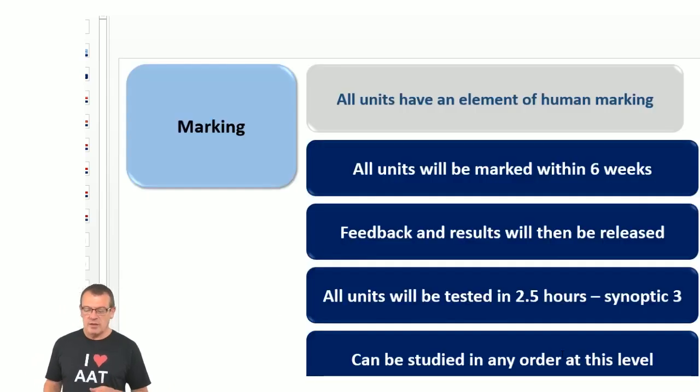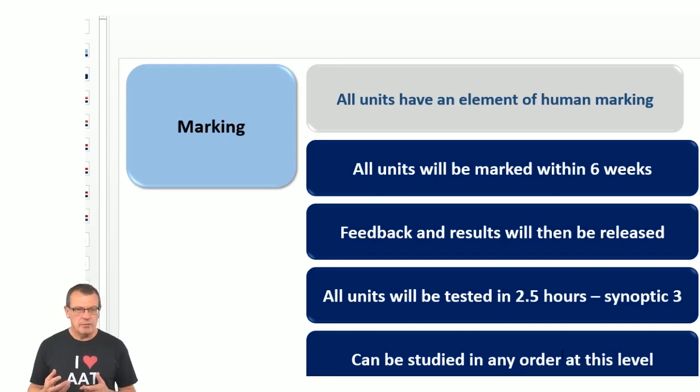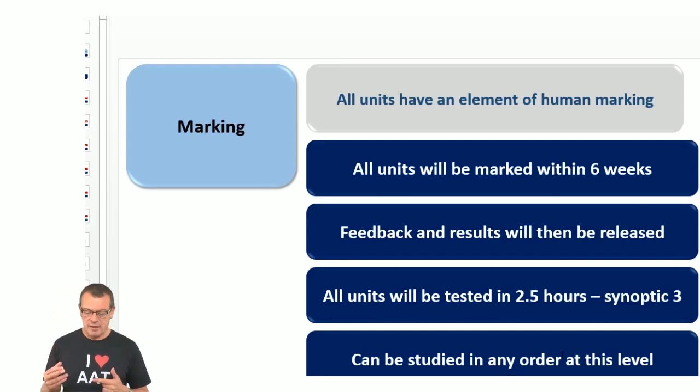So let's have a look at the marking. As I said, all units will be marked within 6 weeks, right? And you know you'll get a result in 6 weeks' time. Feedback comes to you as students, so you'll know exactly where you are despite the delay. All units will take 2.5 hours to get tested. That is all the units that relate to the Synoptic assessment. Okay, because I think some of the options are at present 2 hours, though do check the AAT website. The Synoptic, 3 hours. So that is longer, but you'd expect that certainly at level 4. So the exams have gradually gone up as you progressed. And they can be studied in any order at this level, which again we've established.